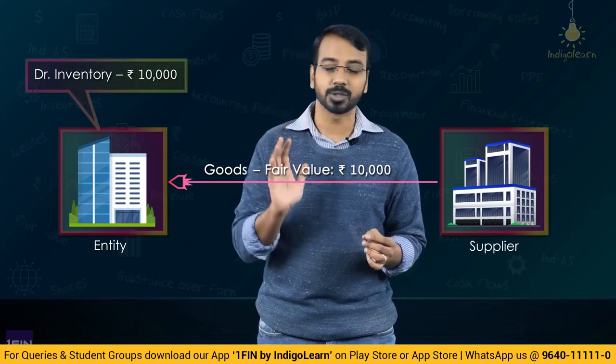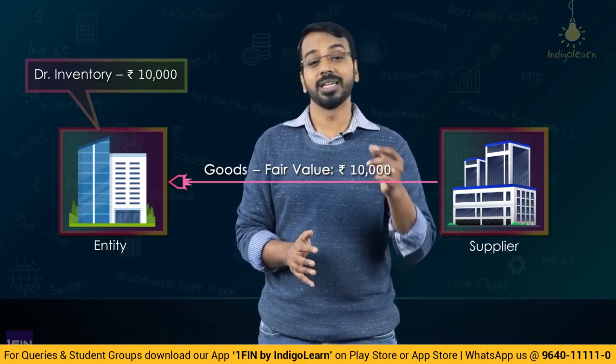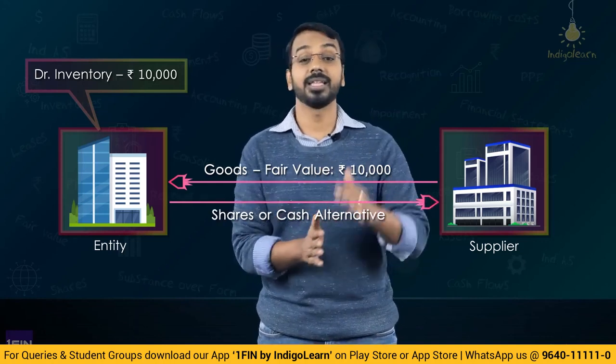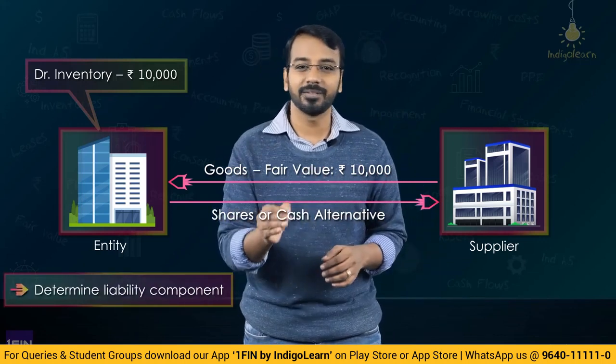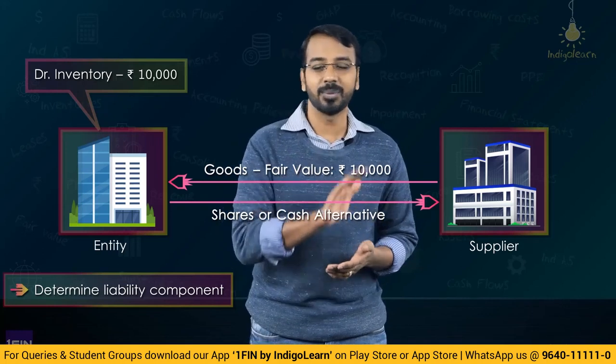Inventory debit 10,000. Now again here, assume for a moment that the supplier has an alternative. If they want shares, they can take shares, or if they want equivalent cash, they can take equivalent cash. Now even here, first you have to determine the fair value of the liability component.